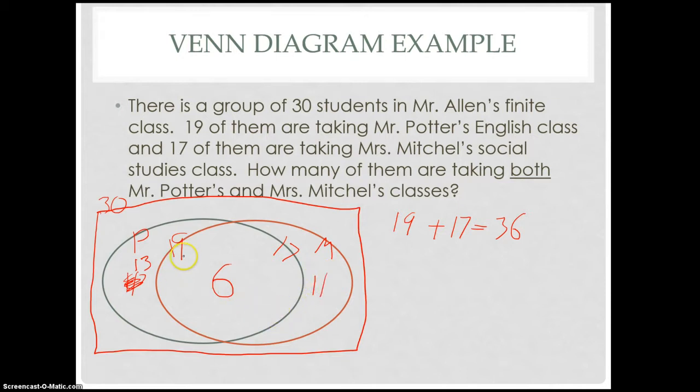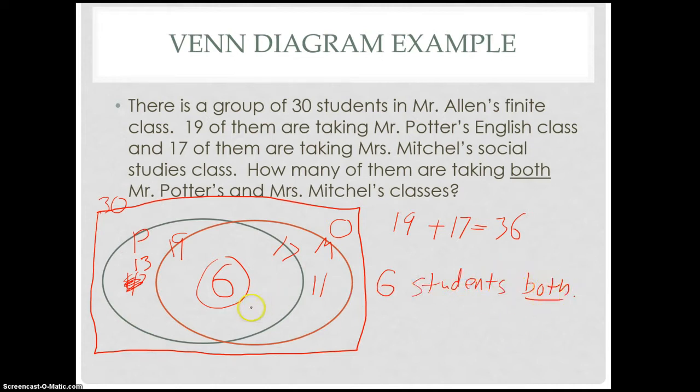Now let's make sure our numbers jive here. So what's 13 plus 6? Well, that's 19. Plus 11 more. So that would be 30. And that means that there is no one out here. Everyone in Mr. Allen's class is either taking Potter or Mitchell's or both. And it turns out, the answer to our problem here is 6. There are 6 students taking both. 6 students take both.